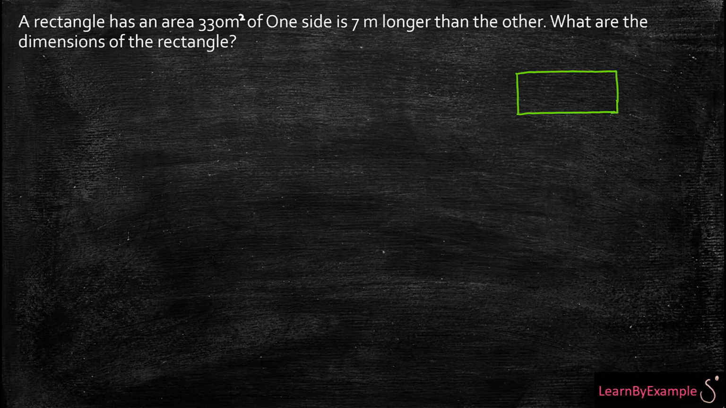Now we know that the area is 330 meters squared, and one side is 7 meters longer than the other. So if we give our sides variables, this can be x and y. Now if we make an equation using the area, we know that for a rectangle, the area is length times width. So in this case, it will be x times y, and this is equal to 330.